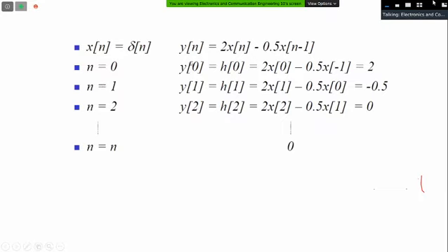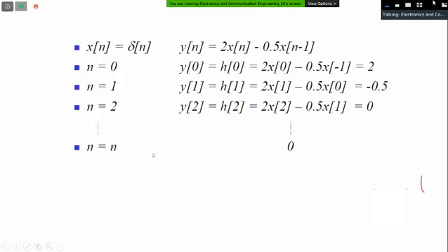If you write the difference equation, Yn equal to 2 Xn minus 0.5 Xn minus 1, and you apply Xn equal to delta n and calculate the values of the impulse response, only two values you will get, all other values are zero. So that means it is a finite impulse response. It is an example of an FIR system.